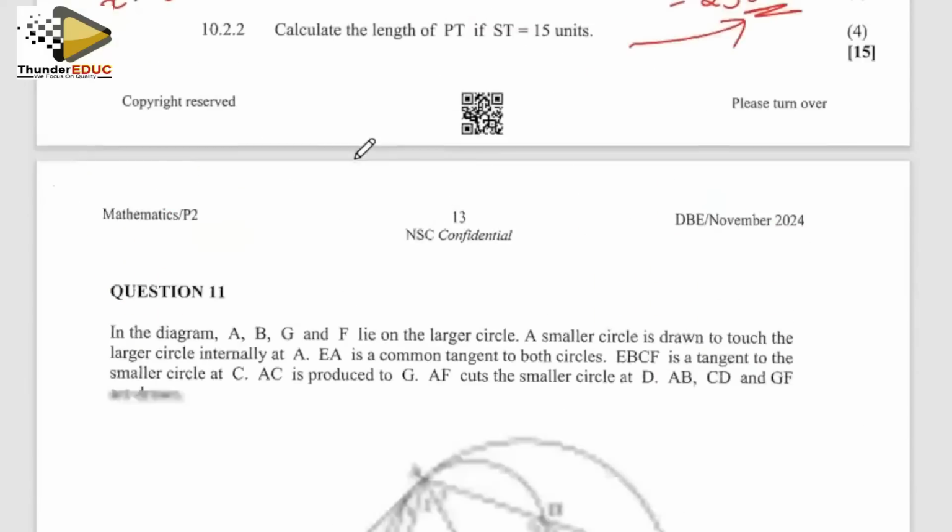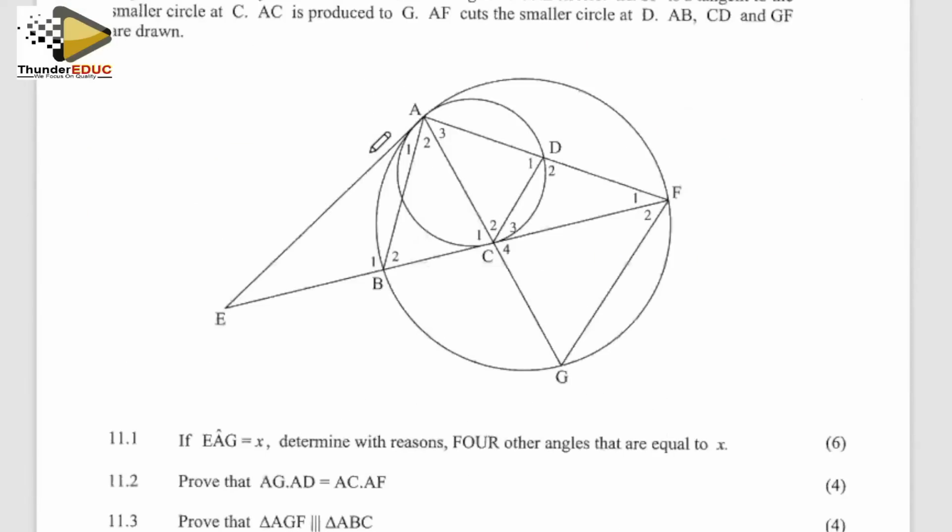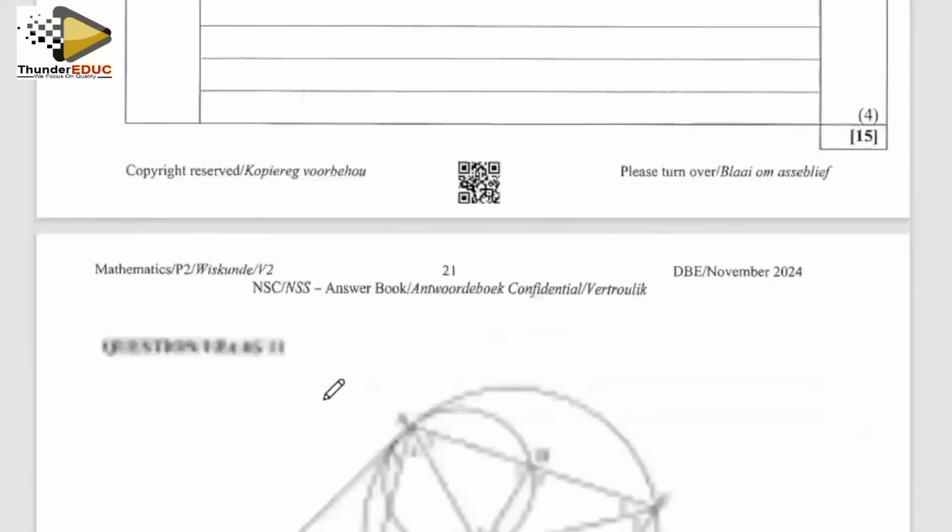10.2.2. Question 11. In the diagram, A, B, G, F lie on a larger circle. A smaller circle is drawn to touch the larger circle internally at A. A is a common tangent to both circles. The tangent and the smaller circle are produced, and all of that is drawn. Can we determine, with reasons, four other angles? That's 6 marks. Let's see.